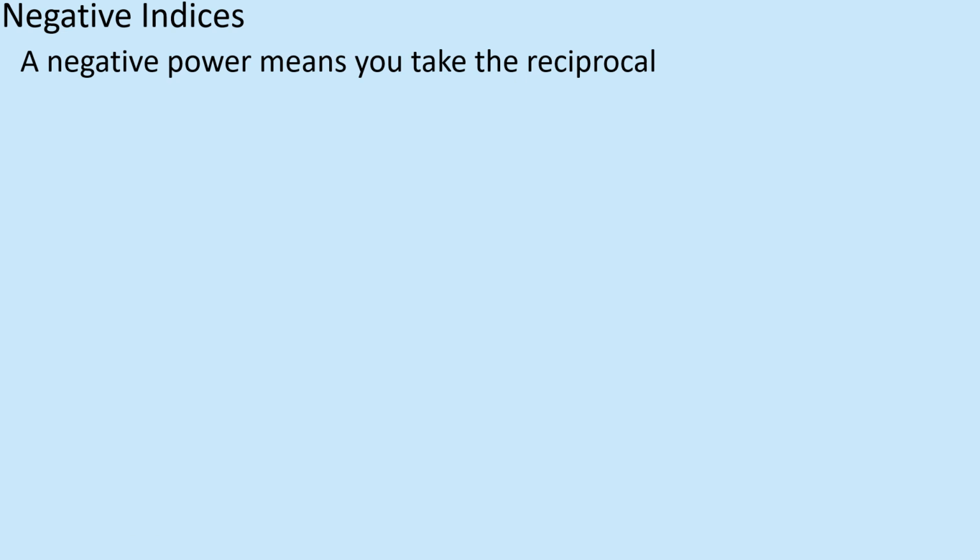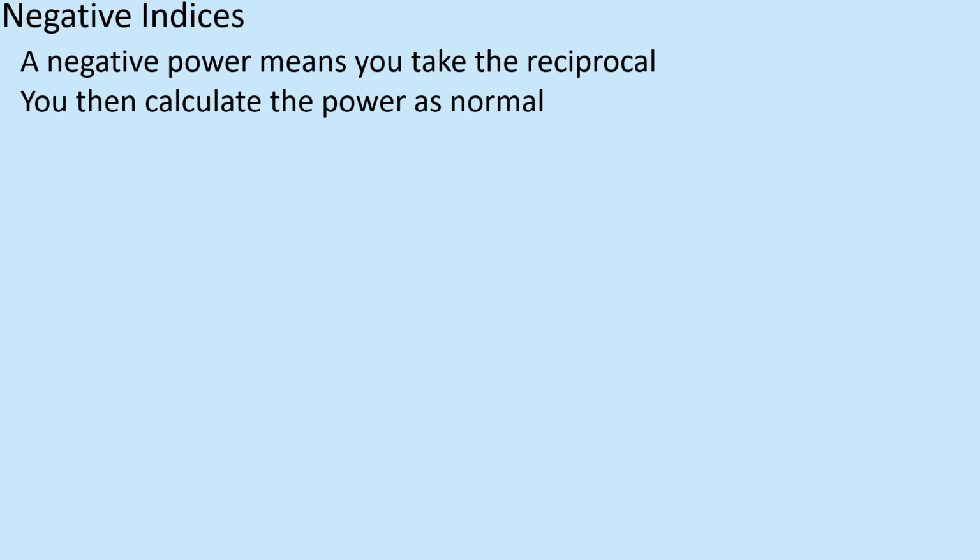Hi there, everybody. Today we are going to look at negative indices. Now, negative indices is actually quite straightforward. You would just do it in two stages. First of all, we look at the number and we treat it like we would as reciprocal. Negative power means essentially we're going to take the reciprocal of the given number and then calculate the power as we would normally.